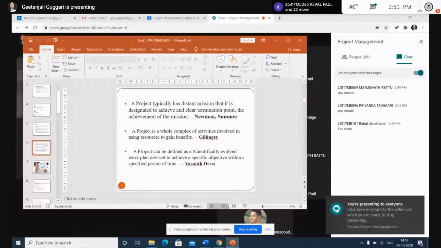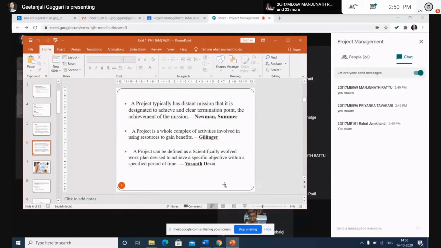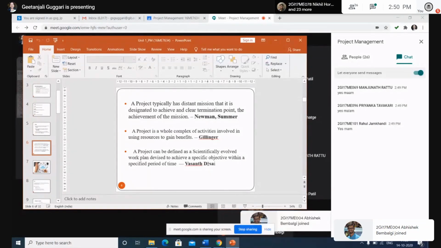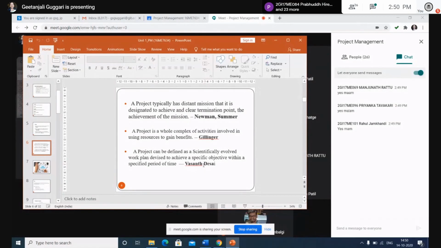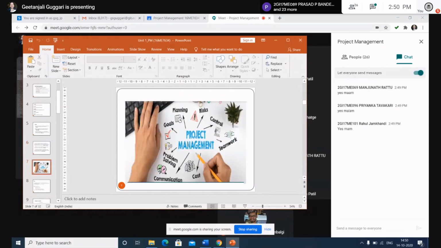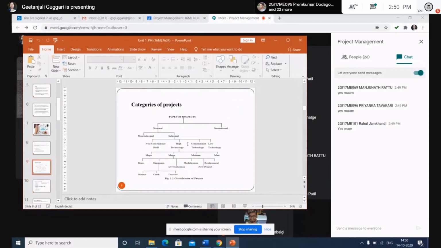So we have started our class with the introduction to the project. What is the definition of a project according to the different authors? Just a glance at whatever we have covered. So what is a project and what is project management, we have studied.